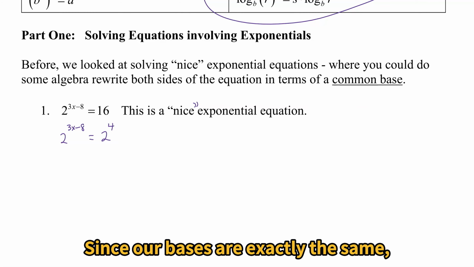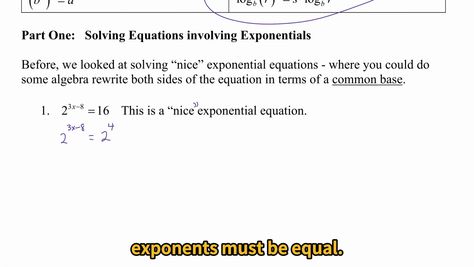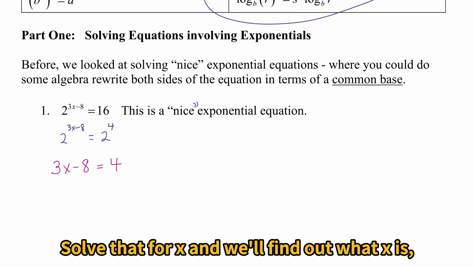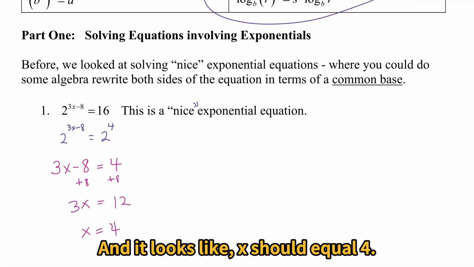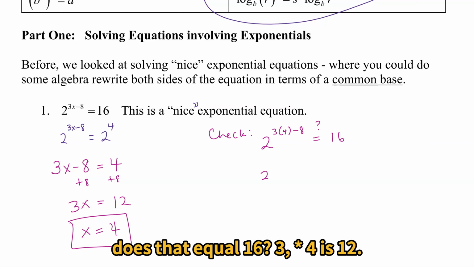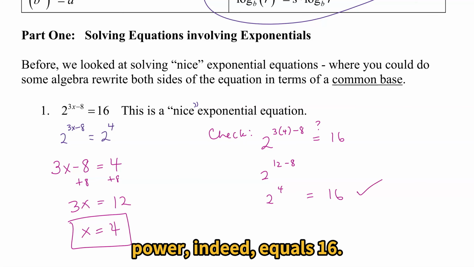And since our bases are exactly the same, that's what we mean by a common base, then the exponents must be equal. So we could just try to solve 3x minus 8 equals 4. Solve that for x, and we'll find out what x is, and we'll solve our equation. And it looks like x should equal 4. If we check 2 to the power 3 times 4 minus 8, does that equal 16? 3 times 4 is 12. 12 minus 8 is 4. And 2 to the 4th power indeed equals 16.